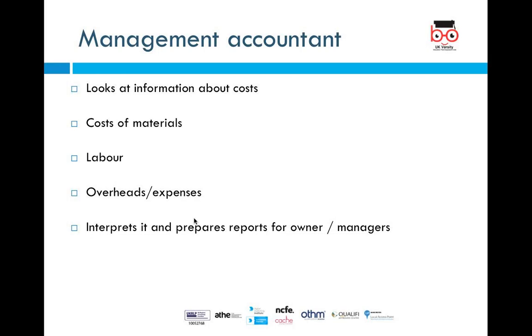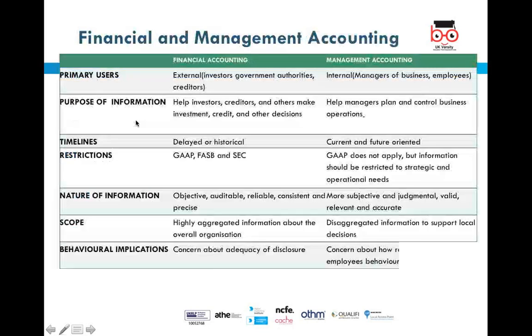And the management accountant looks after the information about cost, basically the labor cost and overhead cost, and internal cost of materials, cost of goods sold, labor, other expenses and expenditure and overhead, and interprets all the costs and prepares reports for the owner managers. So the management accountants normally prepare all the data and reports for the internal management, for the effective business plan and for forecasting, what is the actual budget and the forecasted budget, and whether there is a variance. So these are the managerial accountant's roles in the business.